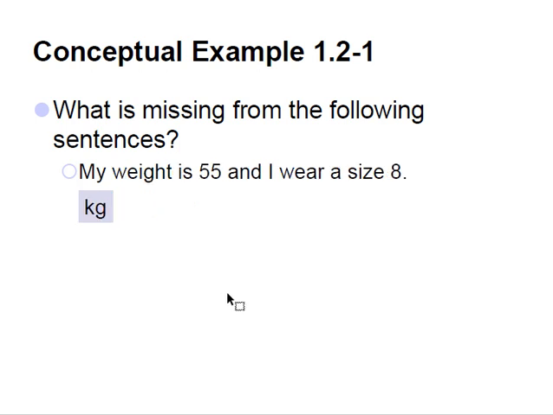Okay, here's another example problem. The problem is: my weight is 55 and I wear a size 8. What's missing from the following sentence? So let's think about what she or he is trying to say here. My weight is 55 and I wear a size 8, and we have to figure out what's missing.